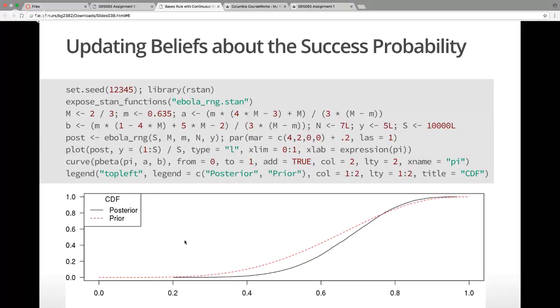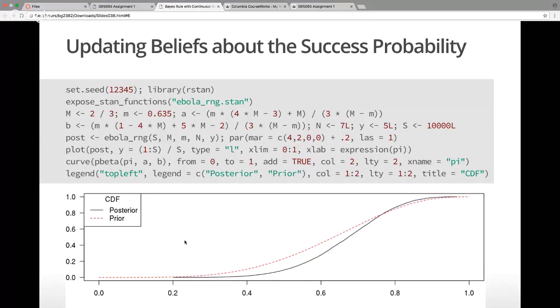So expose_stan_functions will give you a function in R called ebola_rng. You call it with the specified arguments. You get back 10,000 draws from the posterior distribution of pi, which you can then plot the CDF of in black here and compare it to the prior CDF for a beta distribution with shape parameters A and B. So before you updated your beliefs.